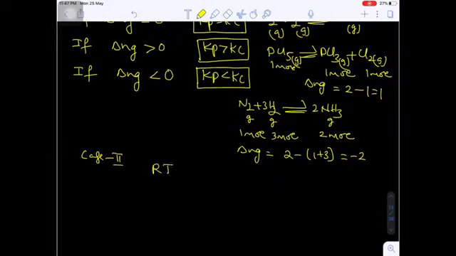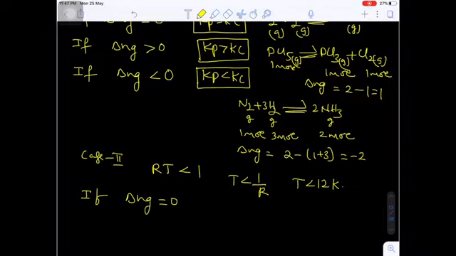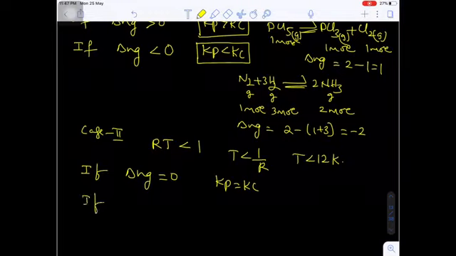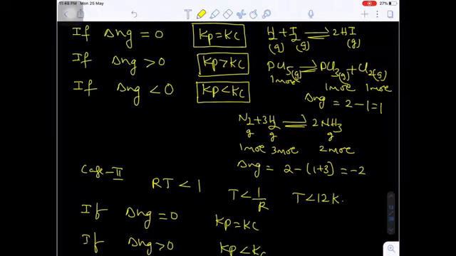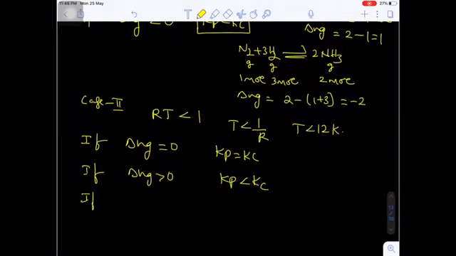Now there is one more case. Let's suppose the RT value is less than 1, that means temperature is less than 1 by R, that means T is less than 12 Kelvin. Then if delta Ng is 0, obviously Kp and Kc are equal. If delta Ng is greater than 0, then the reverse: Kp is less than Kc. If delta Ng is less than 0, then Kp is greater than Kc.